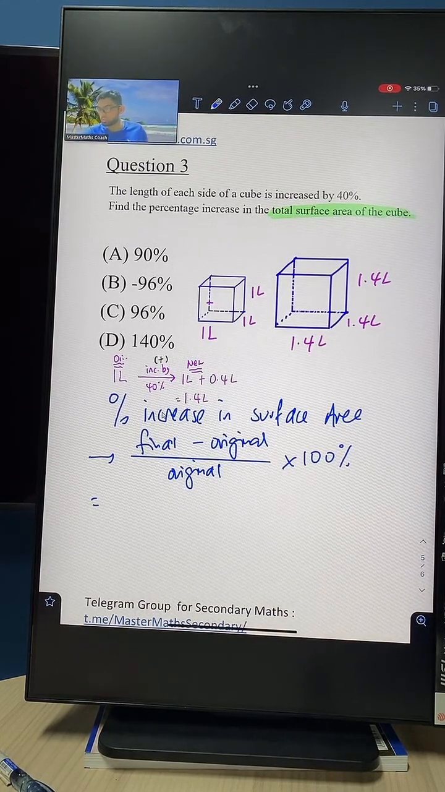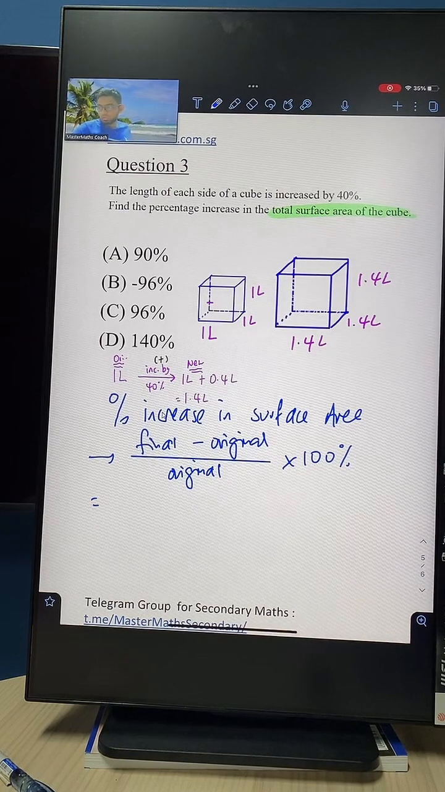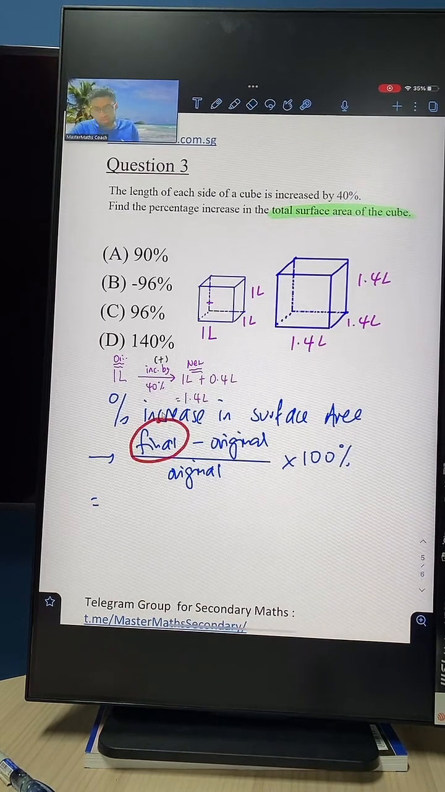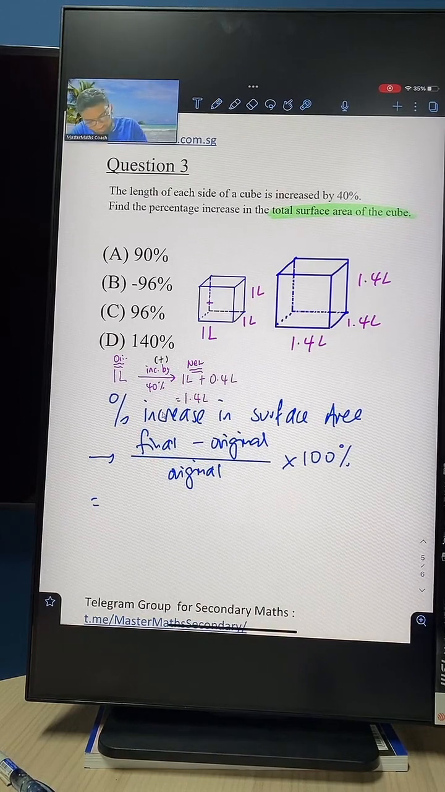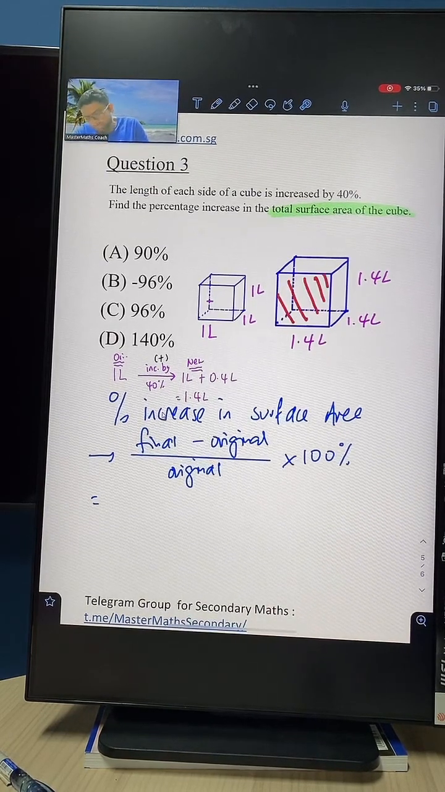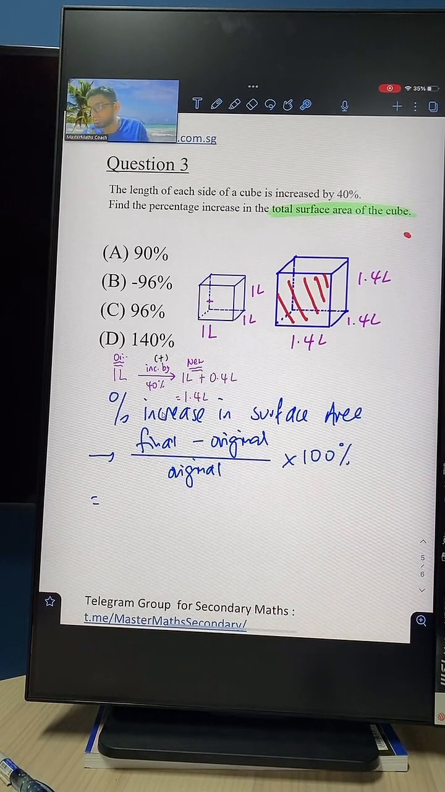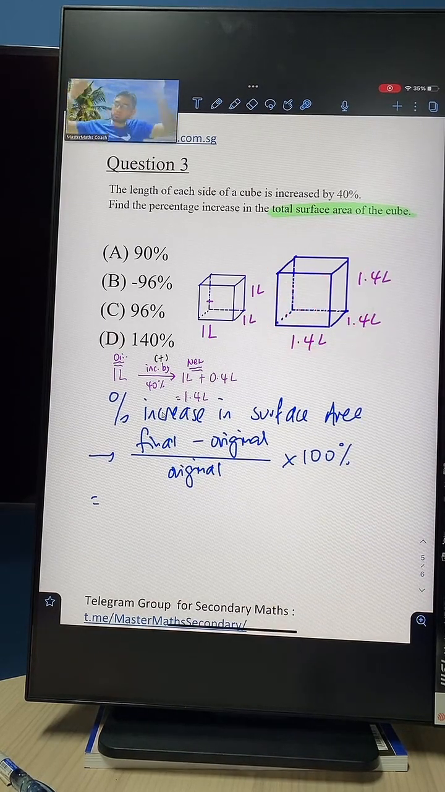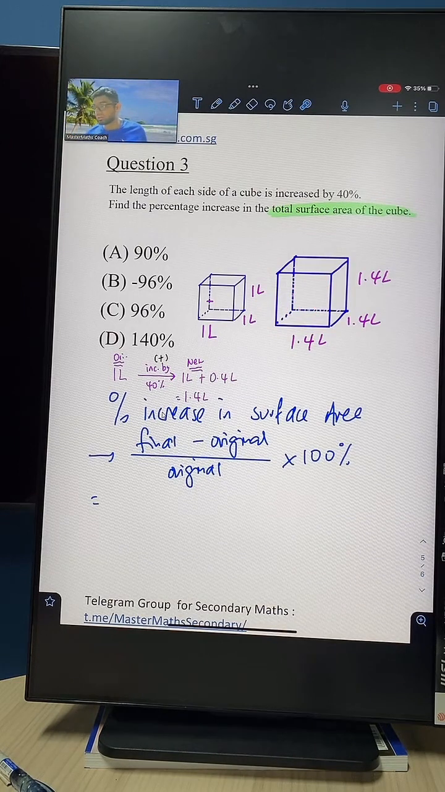Anyways, what is the surface area in the final case? Okay, in the final case, you have... Hey guys, maybe you put in comments, okay? In a cube like this, how many faces are there in a cube? How many faces will there be in a cube like this? Is it 1, 2, is it 3, 4? How many faces is there in total? Let me know in the comments, please, guys.